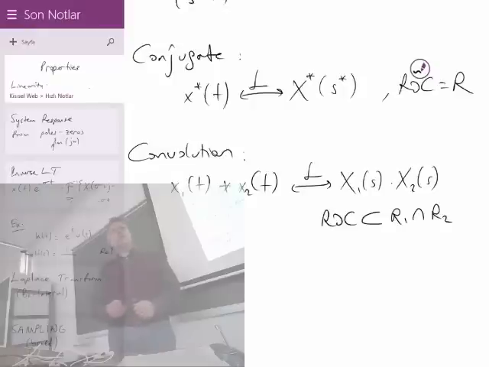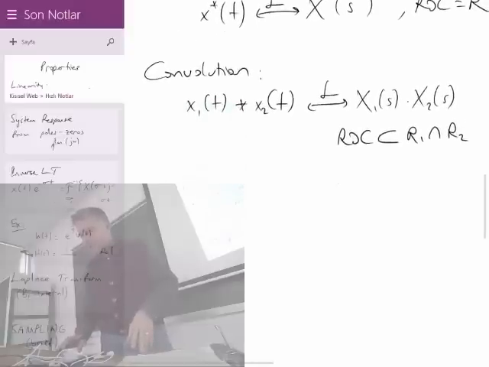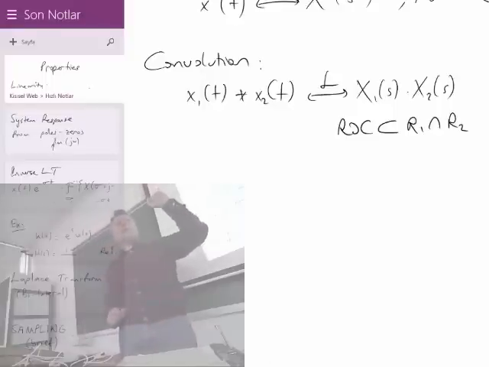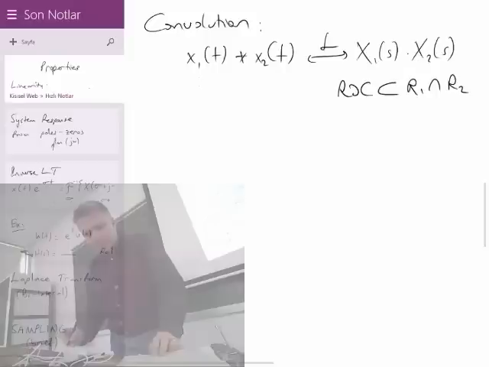And so what should you be careful about? You should be careful about pole zero cancellations in the multiplication of X1 of S and X2 of S. If X1 of S has a zero at a position which is a pole at the other term which belongs to X2 of S, they cancel each other. There may be cancellations of poles and zeros.